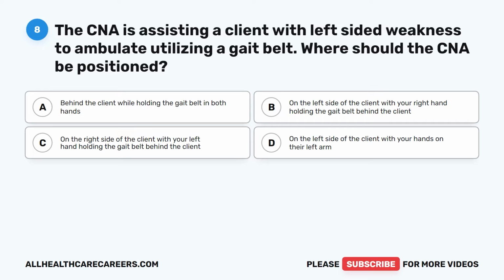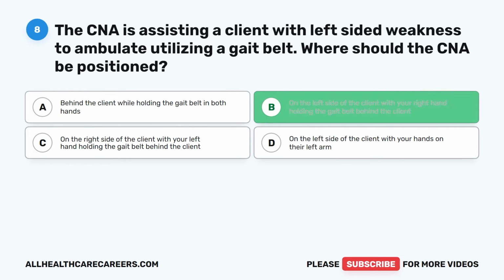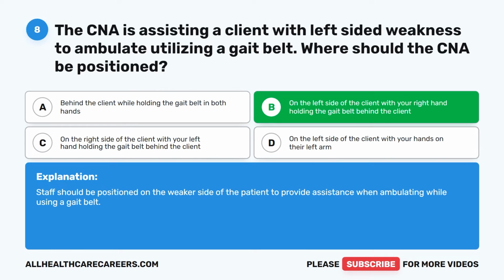Question 8. The CNA is assisting a client with left-sided weakness to ambulate utilizing a gait belt. Where should the CNA be positioned? A. Behind the client while holding the gait belt in both hands. B. On the left side of the client with your right hand holding the gait belt behind the client. C. On the right side of the client with your left hand holding the gait belt behind the client. D. On the left side of the client with your hands on their left arm. The correct answer is B. On the left side of the client with your right hand holding the gait belt behind the client. Staff should be positioned on the weaker side of the patient to provide assistance when ambulating while using a gait belt.